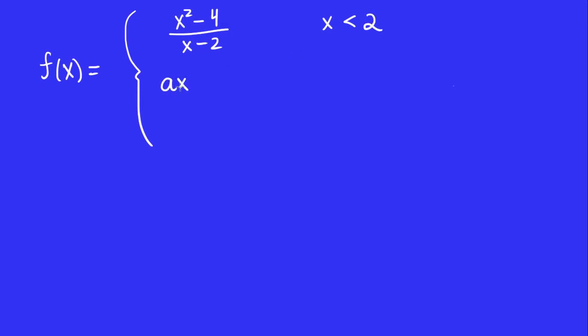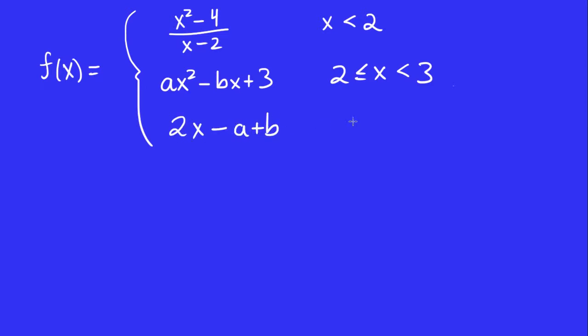It's equal to ax squared minus bx plus 3 whenever x is between 2, inclusive, and strictly less than 3. And finally, it's equal to this linear function for x bigger than or equal to 3.